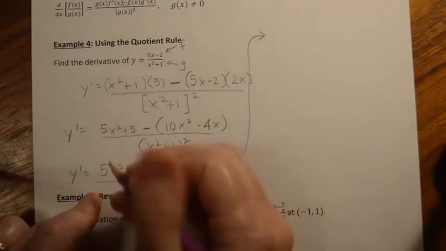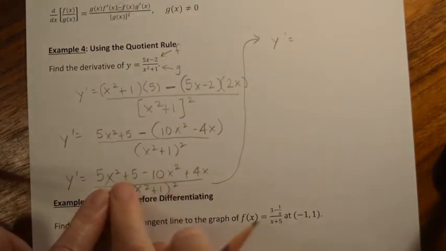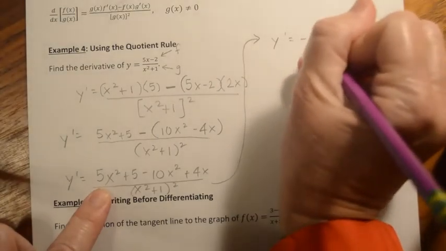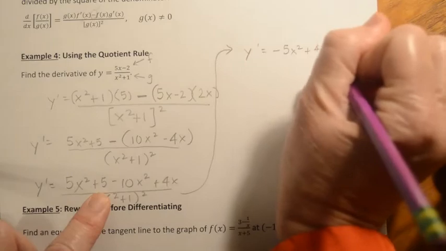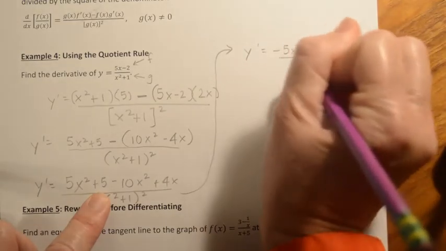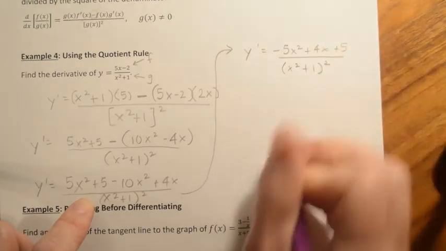And then one final thing is just to clean up the top in terms of combining like terms. So here we get negative 5x squared plus 4x plus 5 over (x squared plus 1) squared.